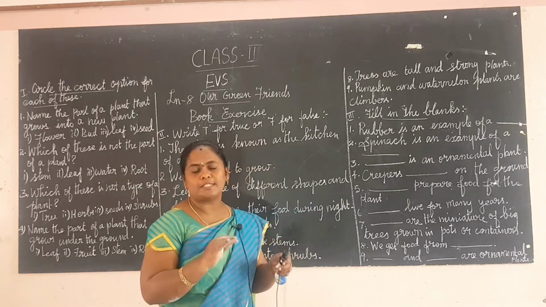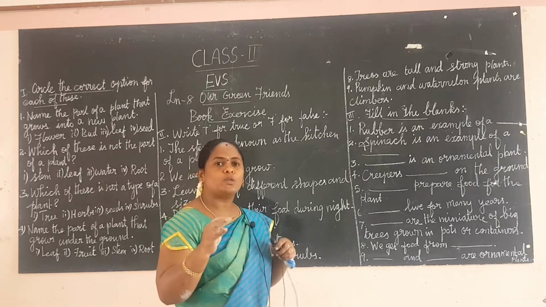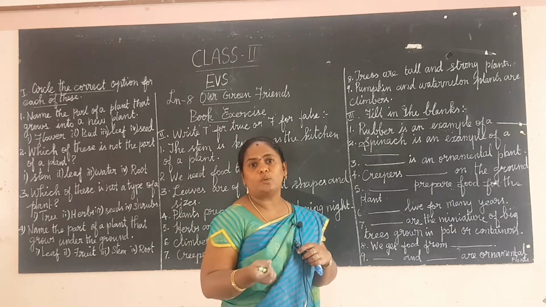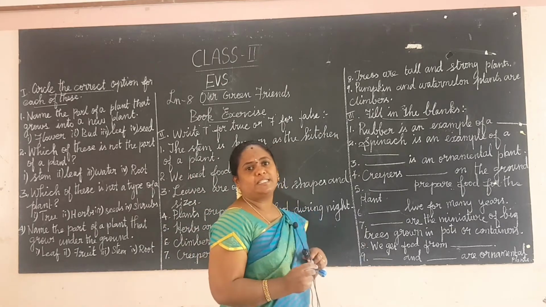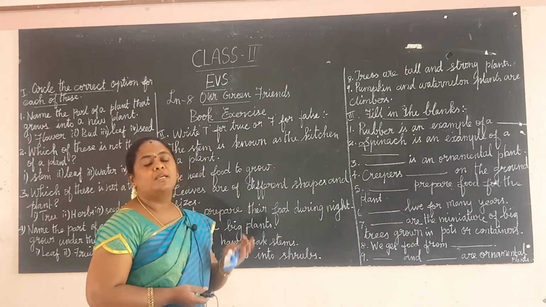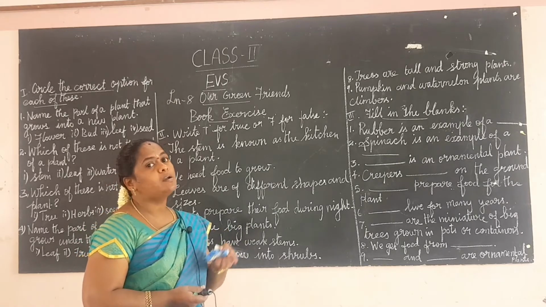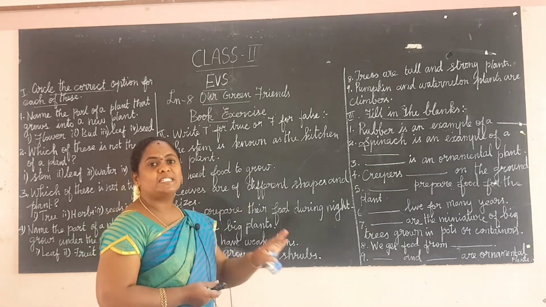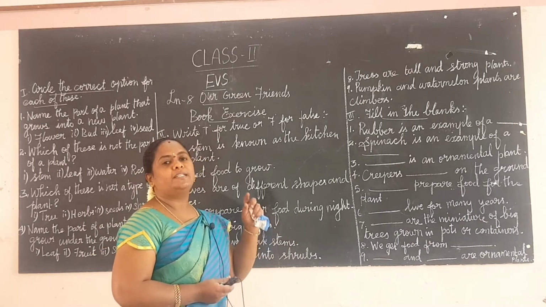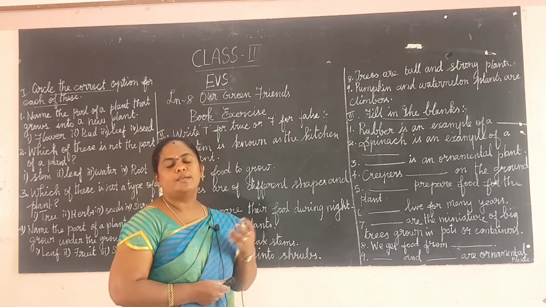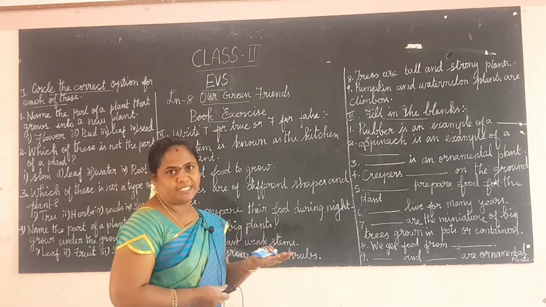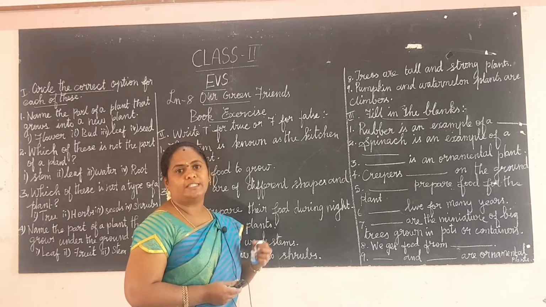Some plants are very small, some plants are woody, some plants are big and tall, some plants have weak stems and need support. Small plants are called herbs. Woody plants are called shrubs. Plants that need support because their stems are very weak are called climbers. Plants that grow along the ground, creeping along the ground, are called creepers. Big and tall plants are called trees. So we learned different kinds of plants in this lesson.